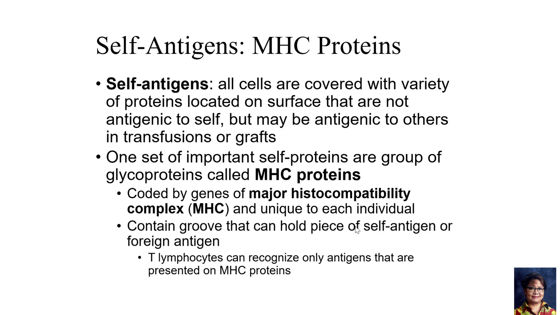To us, they are just regular fixtures around our cells that our white blood cells already know, and they're so used to it because it's their home. But to others, they may be antigenic. For instance, when you are giving transfusions, your blood is being offered as a transfusion, or your own body cells or tissues are offered as a graft. Okay, so there's one important set of cell proteins, which are in the group of glycoproteins.